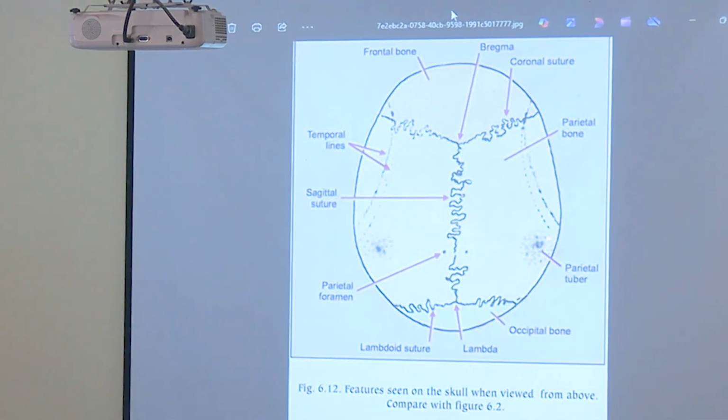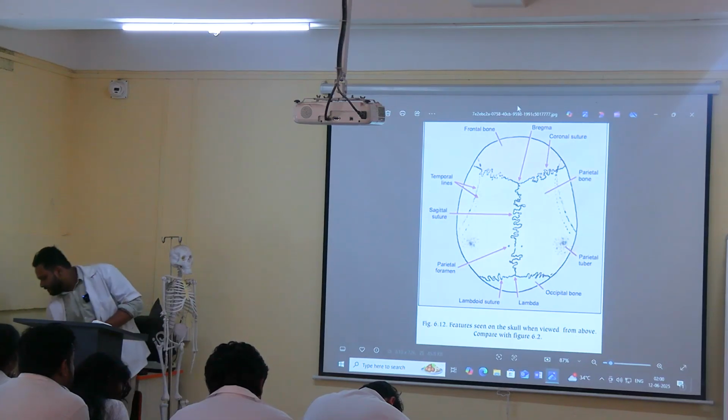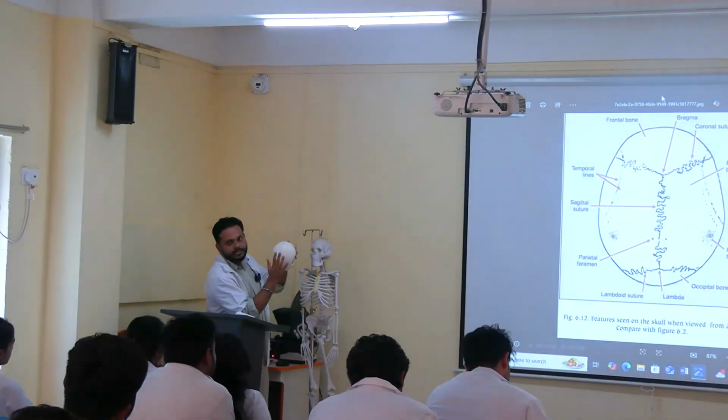Now this one is known as the parietal tuber or parietal eminence. The area of maximum convexity on the parietal bone is known as the parietal tuber. You can feel the maximum convexity here. That is known as our parietal tuber. Okay, see, now this is our, which view is this?